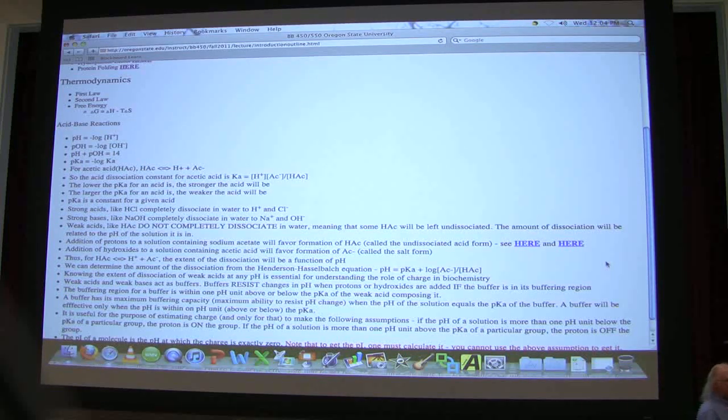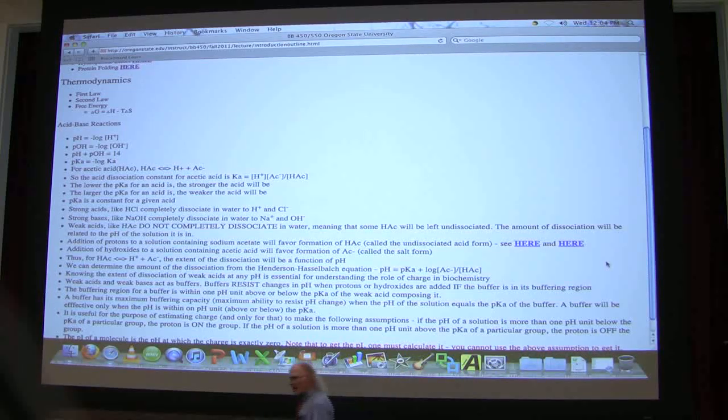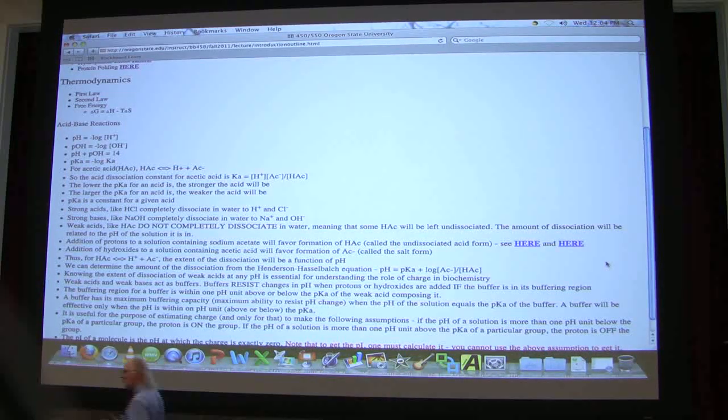You won't have to do any crunching. Another concept I want to introduce here: I talked last time a little bit about the fact that there's a difference between strong acids and weak acids. And we will be mostly concerned in this course with weak acids. That is, acids that do not completely dissociate in water at a certain pH.